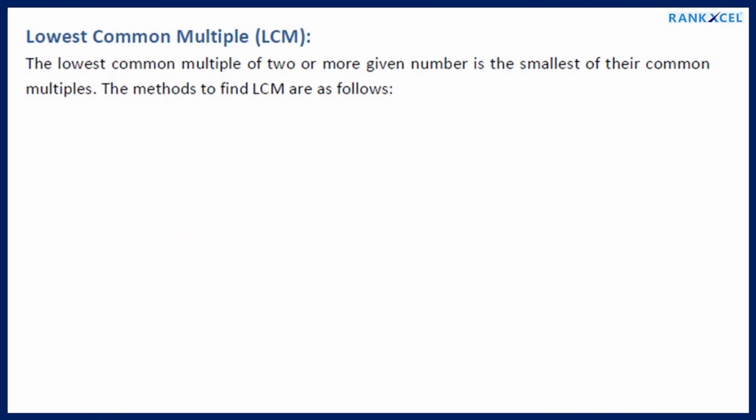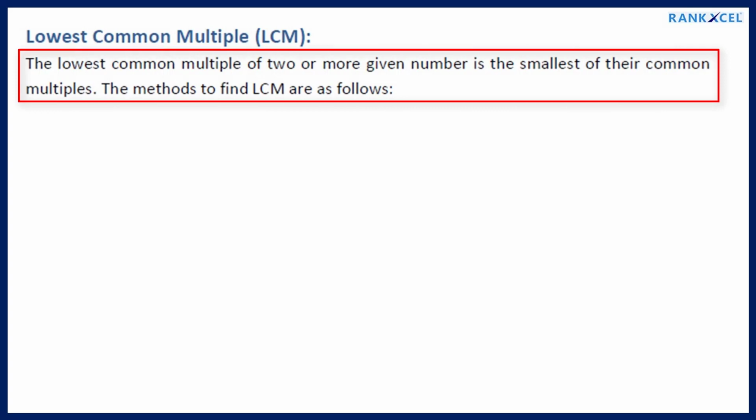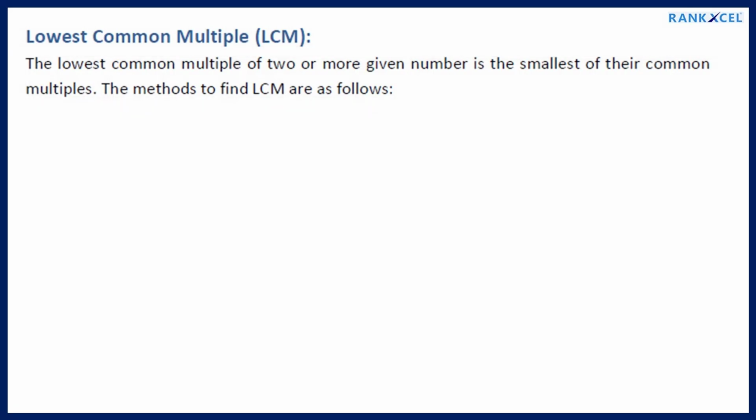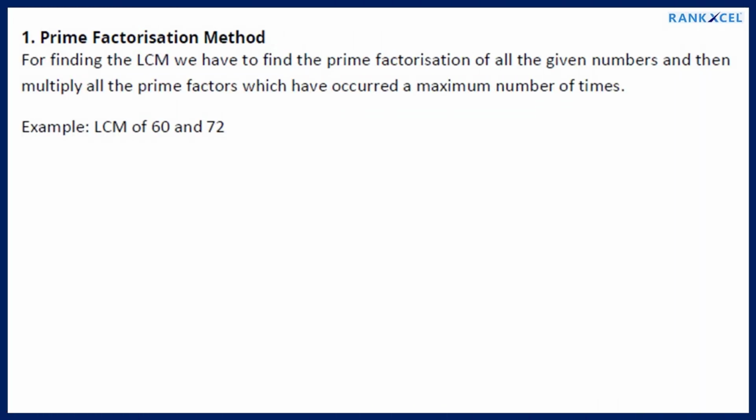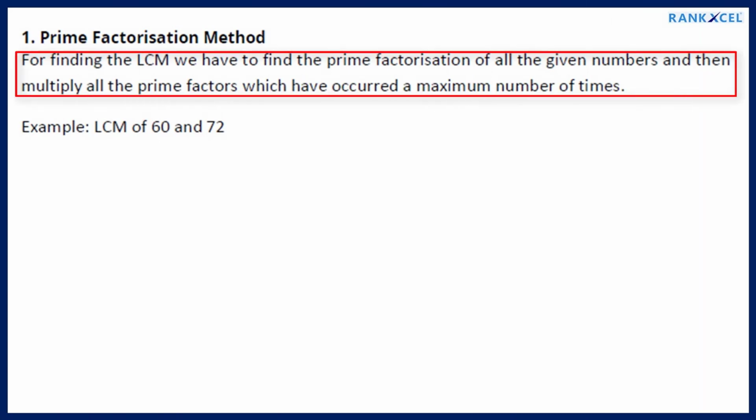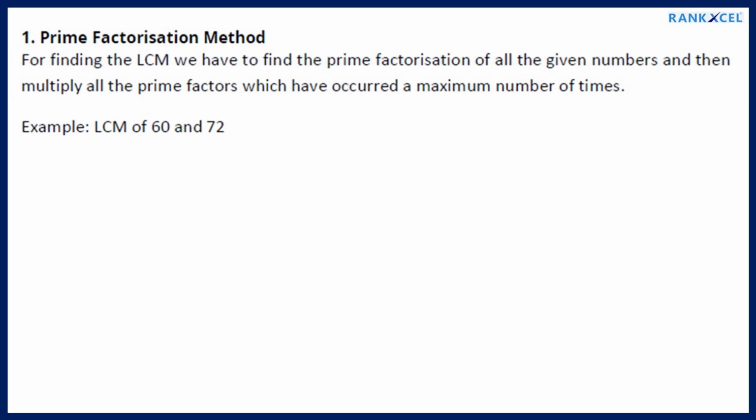Lowest common multiple, LCM. The lowest common multiple of two or more given numbers is the smallest of their common multiples. The methods to find LCM are as follows. 1. Prime factorization method. For finding the LCM, we have to find the prime factorization of all the given numbers and then multiply all the prime factors which have occurred a maximum number of times.